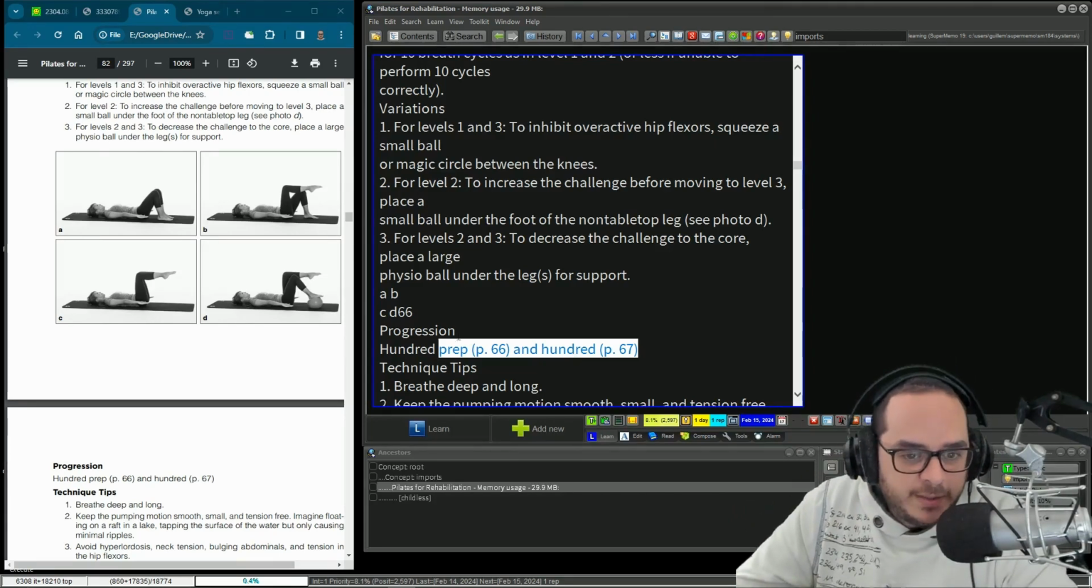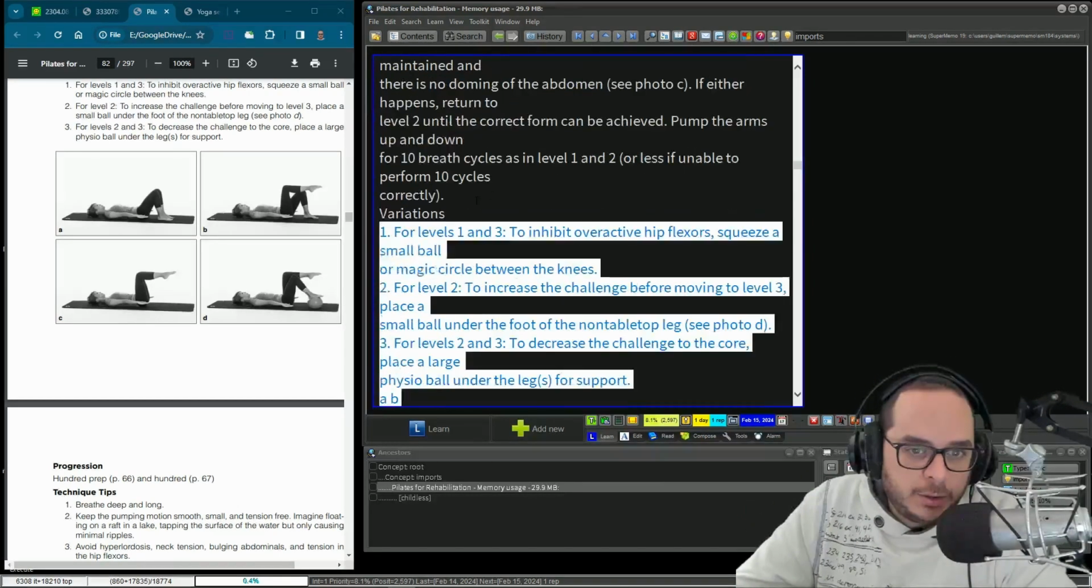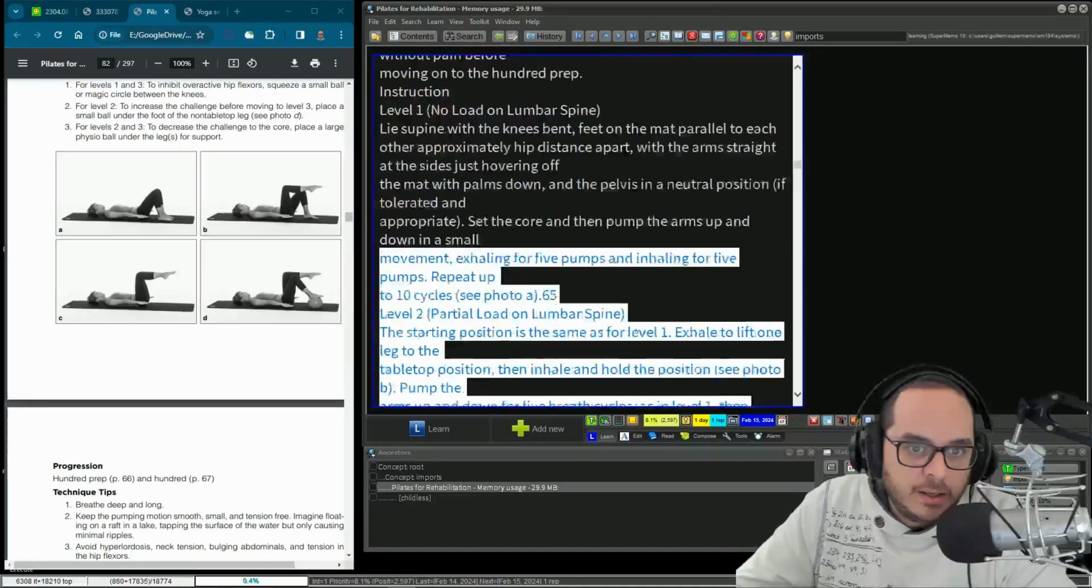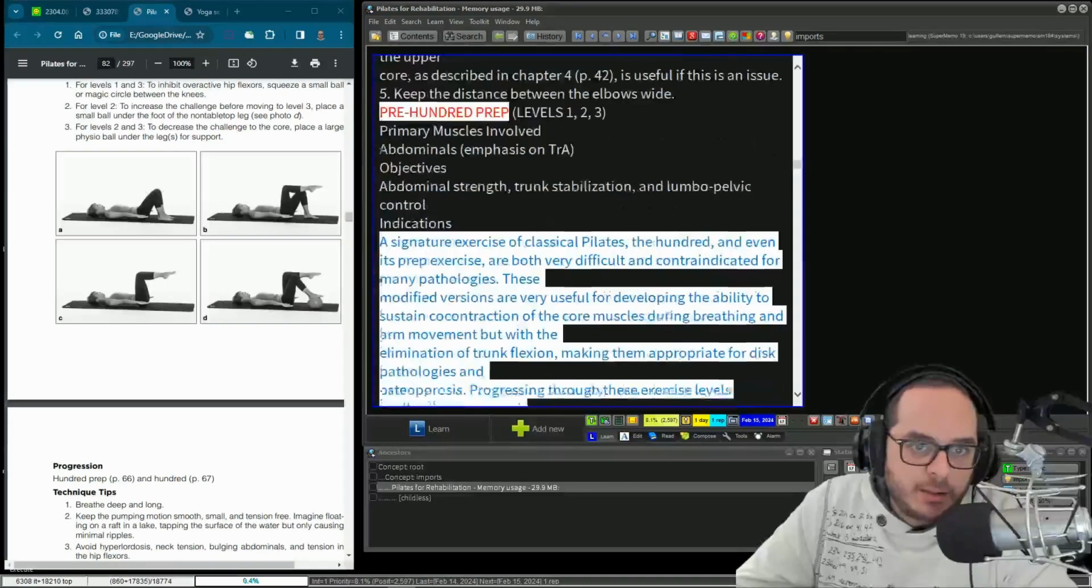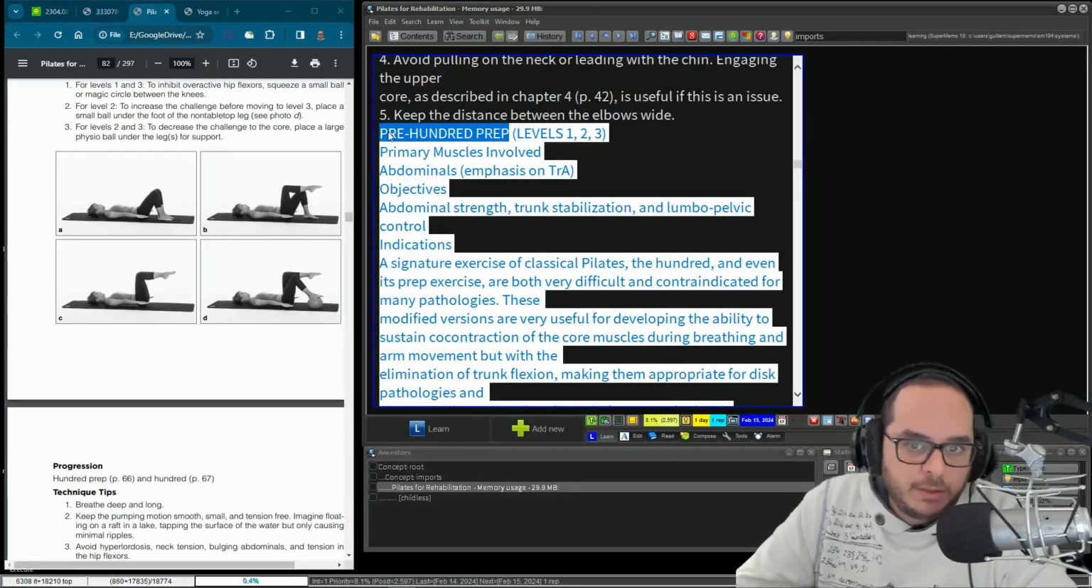So this is still good enough that I could be able to select these and make an extract, in this case for the pre-100.